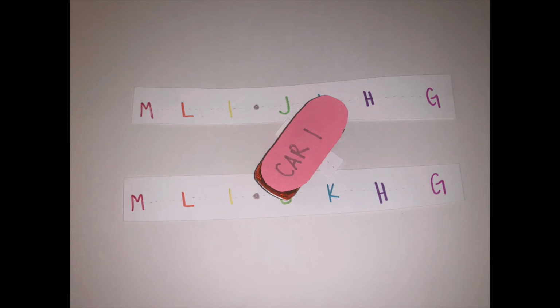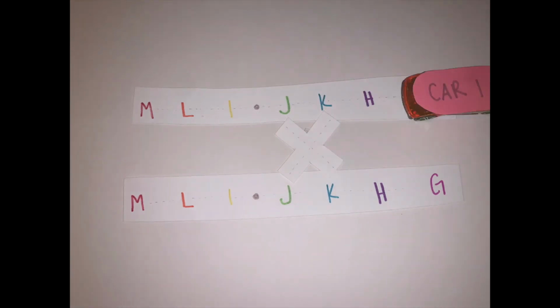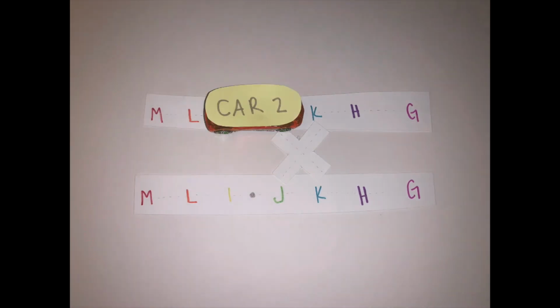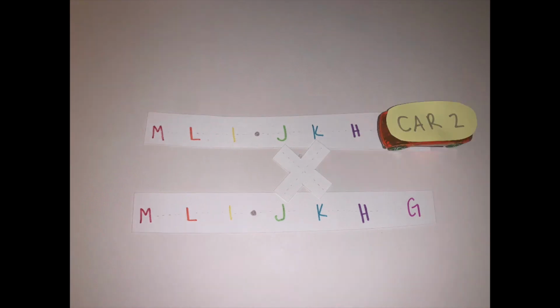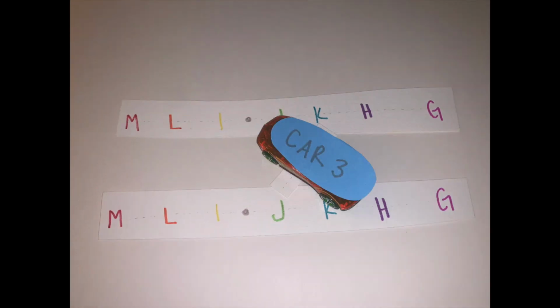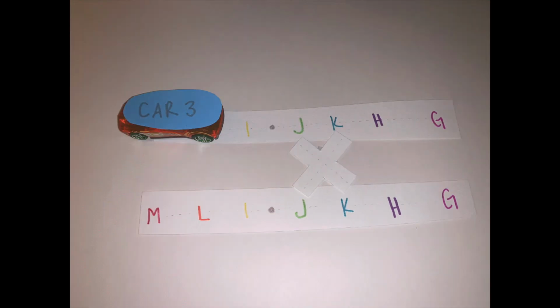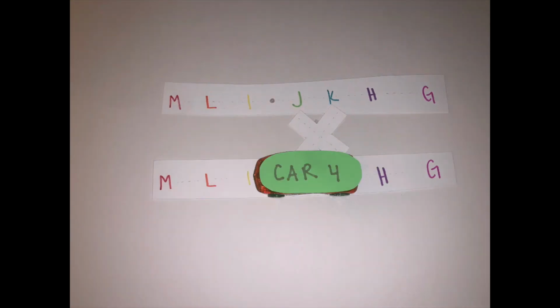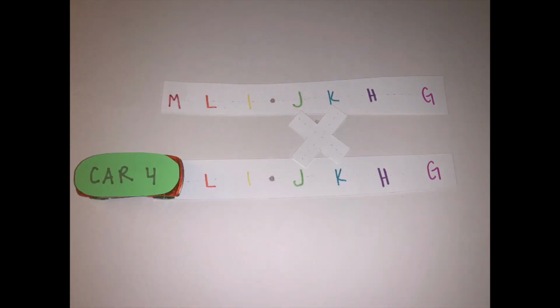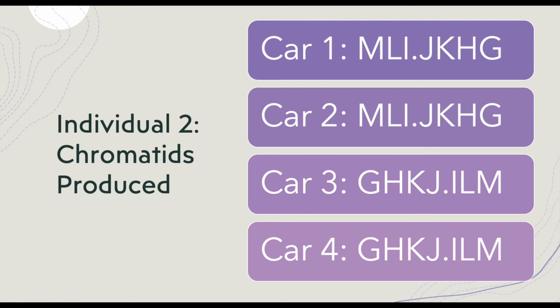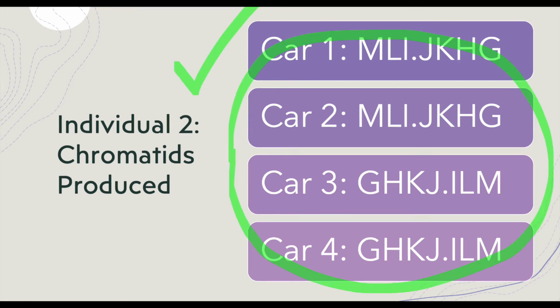The first pathway, the second, the third, and finally the fourth. Here's what's produced by each of the pathways. As you can see, all 4 chromatids are the same and will go on to produce 4 viable gametes.